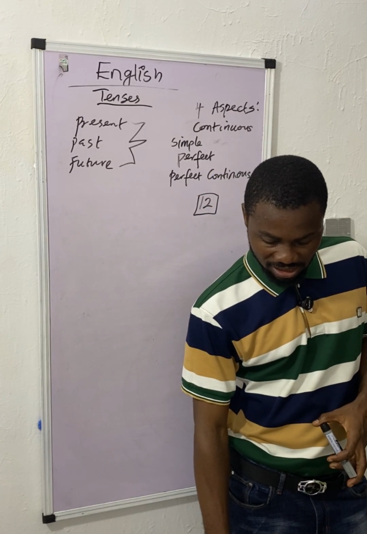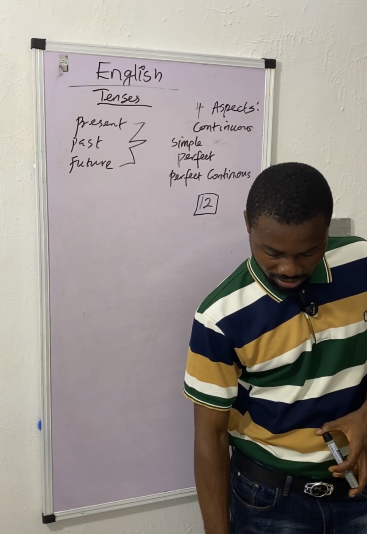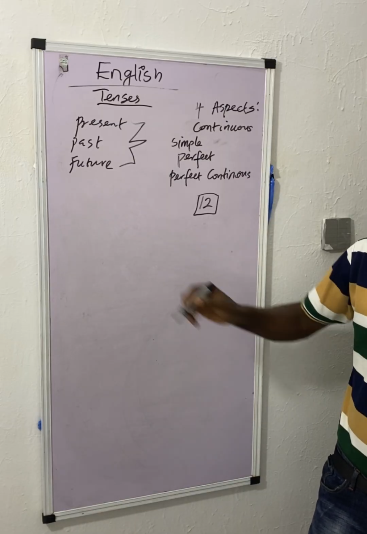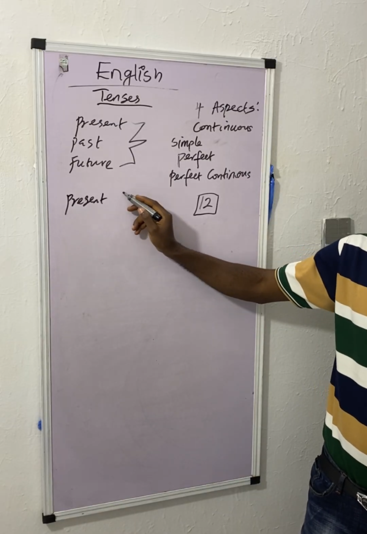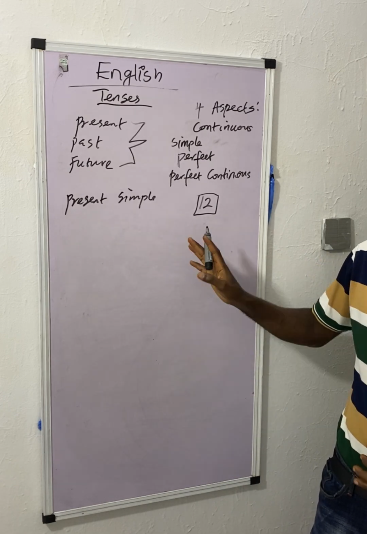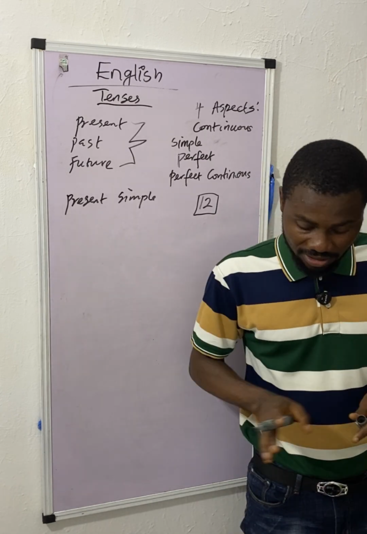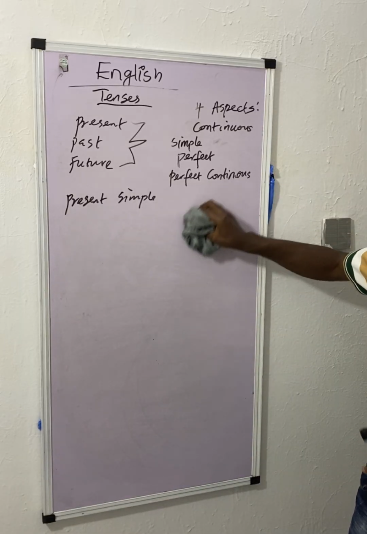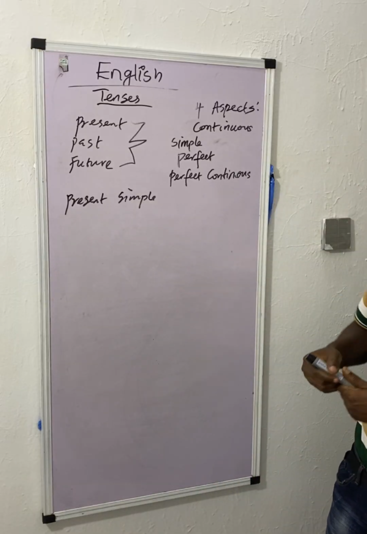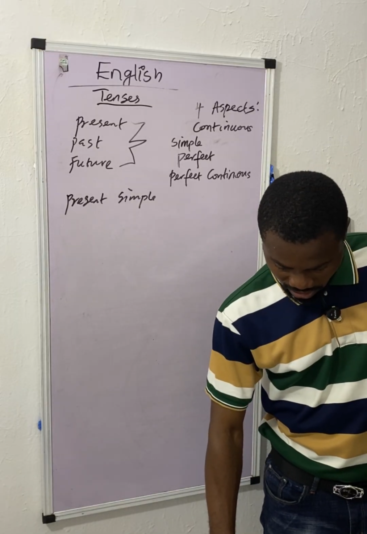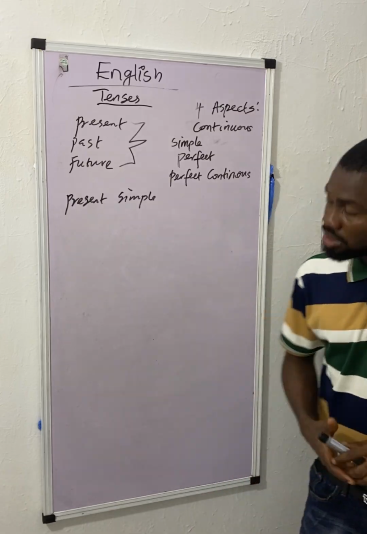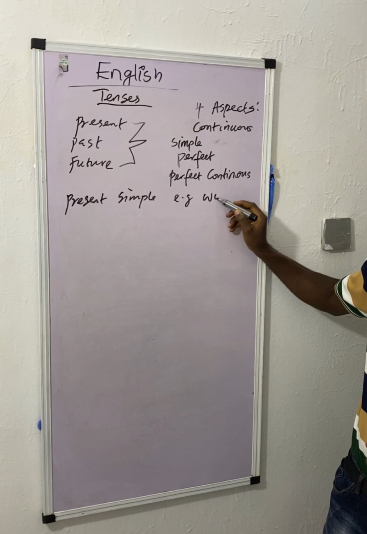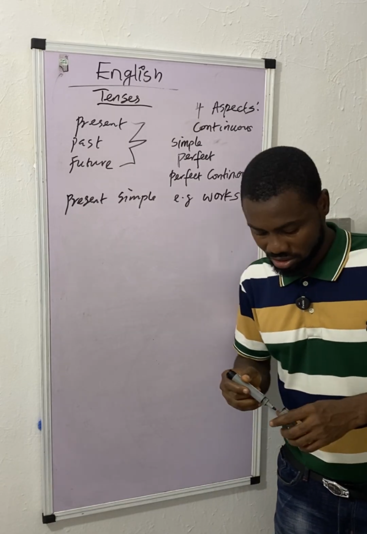So let's look at each of the tenses one after the other and what they mean. All right, present simple tense means what? A general fact. The fact is general. How does it usually appear? It usually has an S. For example, we have works. He works at the salon.